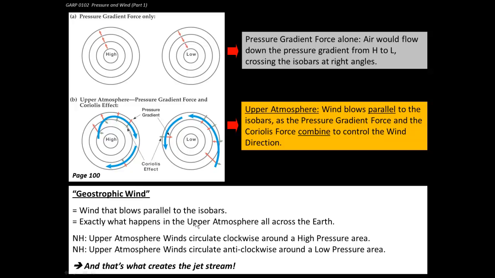So it's actually quite simple if you just want to memorize it. In the upper atmosphere, winds blow parallel to the isobars. We call that a geostrophic wind. And we call that the jet stream. We'll get into that in just a second. So have a look at page 100. Have a look at this diagram if this is a little bit confusing to you.